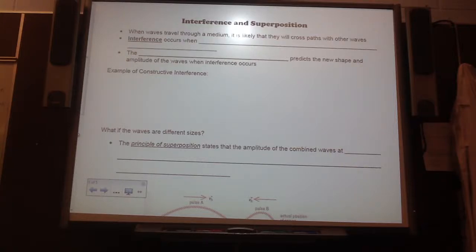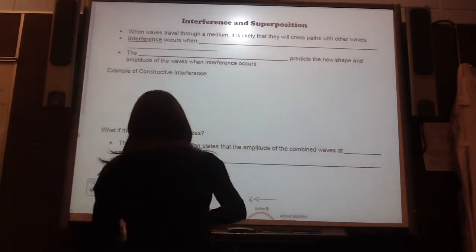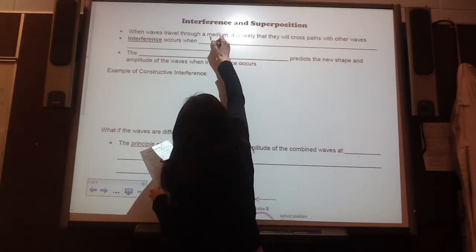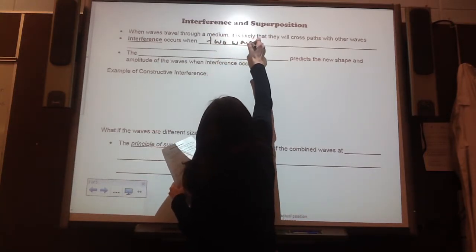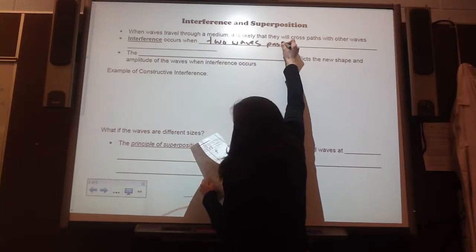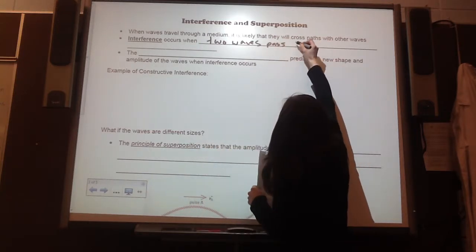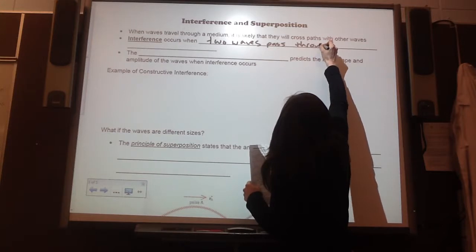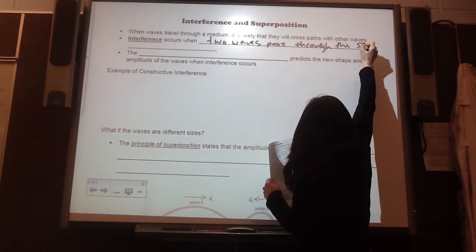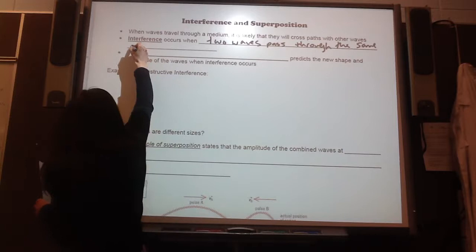Okay, guys. So this is just a couple notes and to go through a couple more examples. When waves travel through a medium, it is likely they will cross paths with other waves. Interference occurs when two waves pass through the same place at the same time.